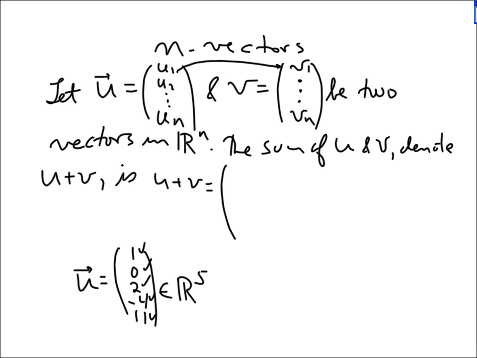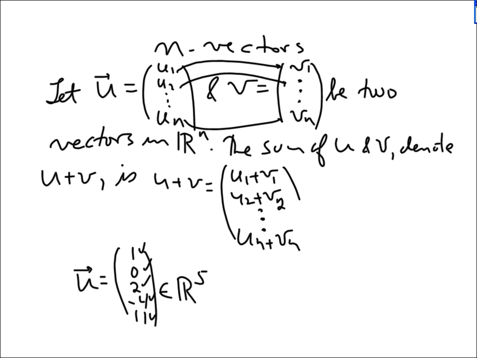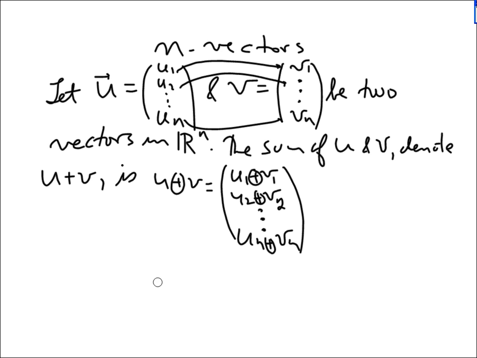We do U1 plus V1, that's the first component. U2 plus V2, that's the second component of the sum. And then all the way down to we add the last components, Un plus Vn. That's U plus V. U minus V, all these pluses would just be minus. Of course, if you can, actually do arithmetic. I'll show you what I mean by that.